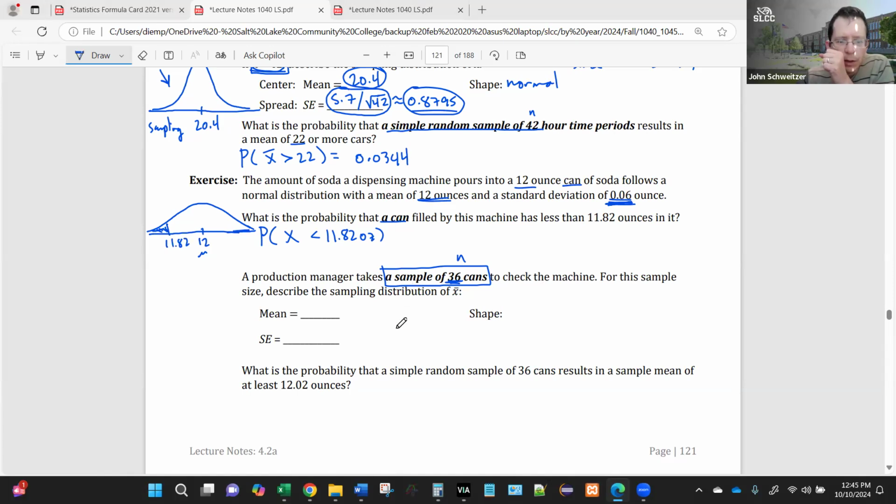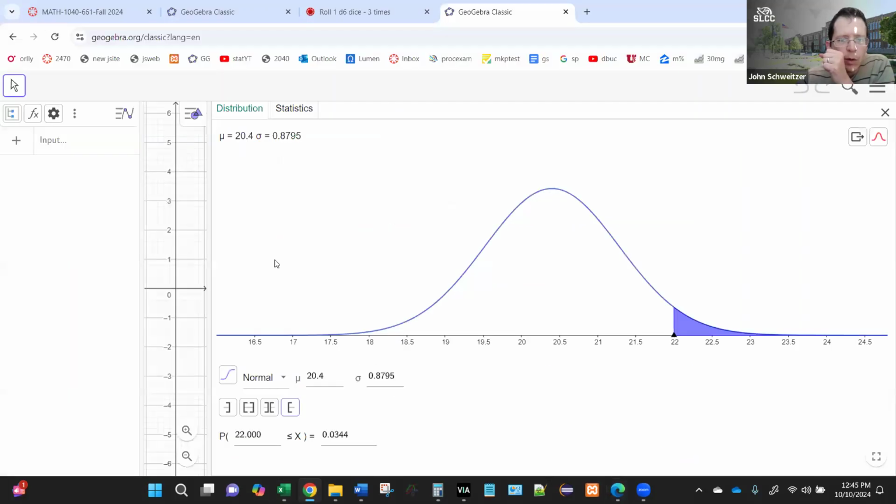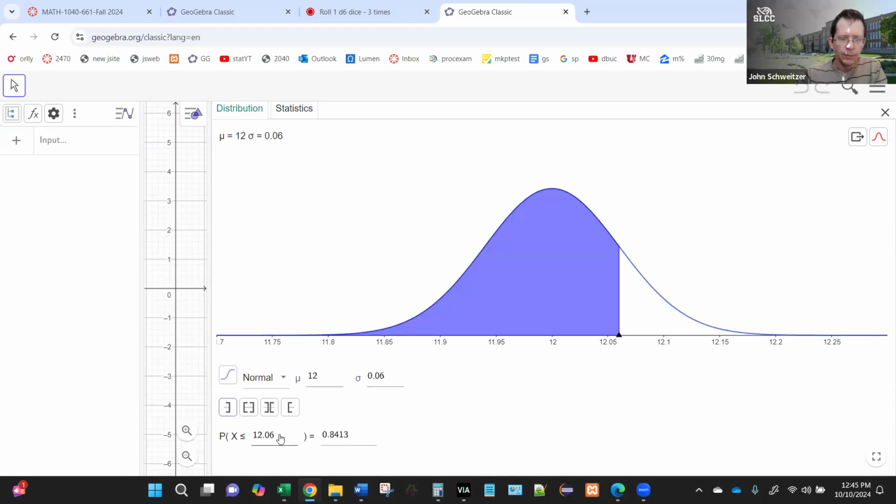Perfect. Yep, you guys are right on there. So we'll open up GeoGebra. We'll put in the new mean and standard deviation. So it's 12, and then 0.06, okay, and then less than 11.82.